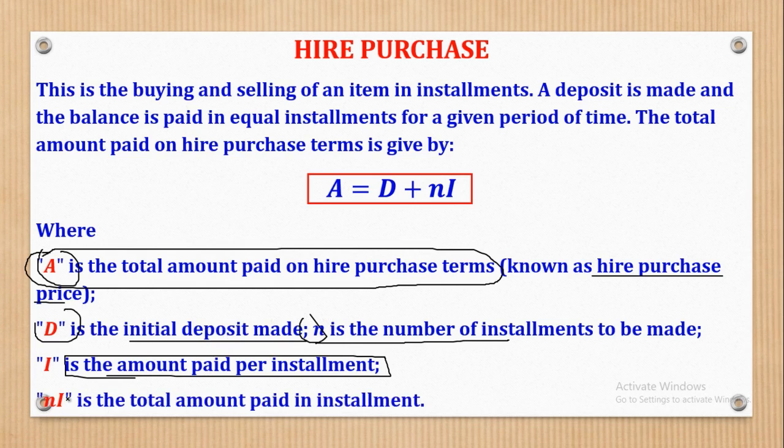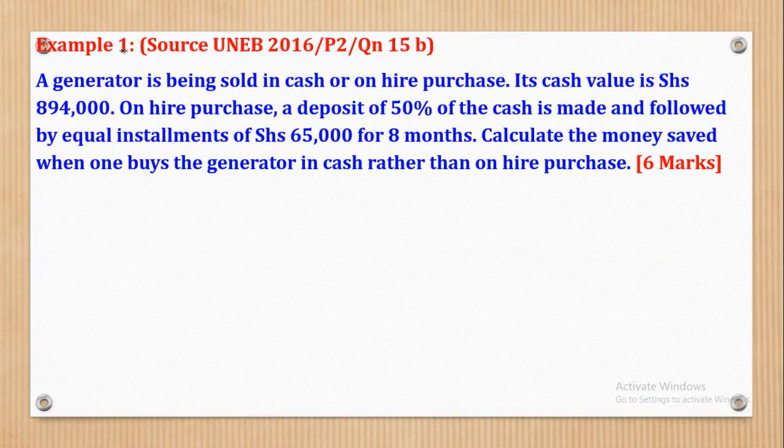When I multiply N by I, I come up with the total amount paid in installments. So with that formula, we shall go through these examples. Example 1 came from UNEB 2016 paper 2 question 15b, and it says a generator is being sold in cash or on hire purchase. Its cash value is shillings 894,000, while on hire purchase a deposit of 50% of the cash is made, followed by equal installments of shillings 65,000 for 8 months. Calculate the money saved when one buys the generator in cash rather than on hire purchase.